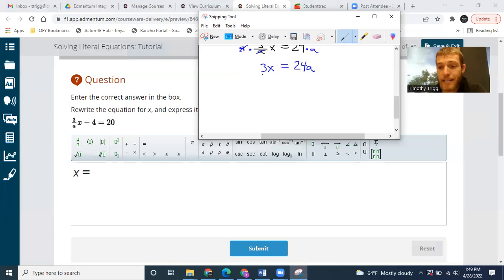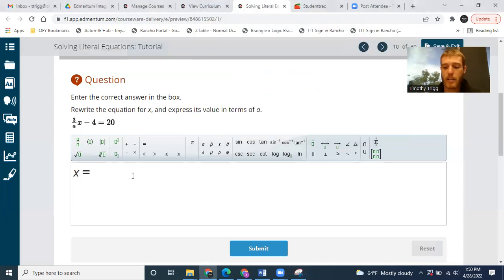Hopefully you see that our next step, or our last step, to get x by itself is to cancel this 3. Notice the 3 is multiplied by x, so to cancel it, we divide by that number, by the coefficient, giving us that x is 8a. Notice the 24 divides by 3, that gives us 8. So 8a is our answer. So x equals, and then we can just write 8a.